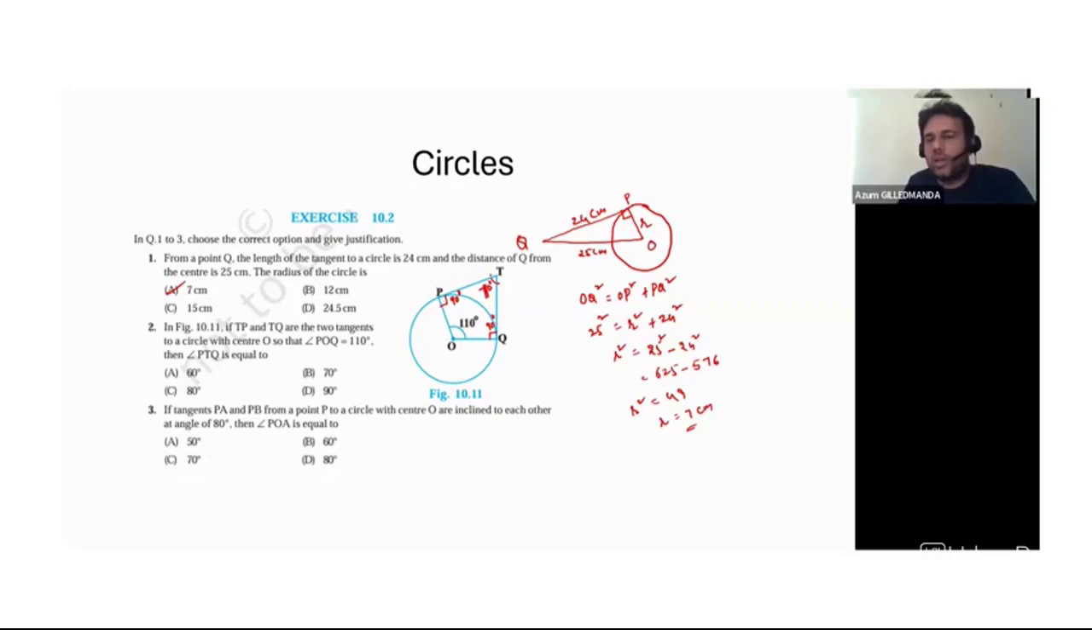So the sum of all four angles in a quadrilateral is 360 degrees. So this is 90, 90, 180. So these two should be 180. So if this is 110, this should be 70, right? So this is 70. So we are just applying the knowledge that we have learned.